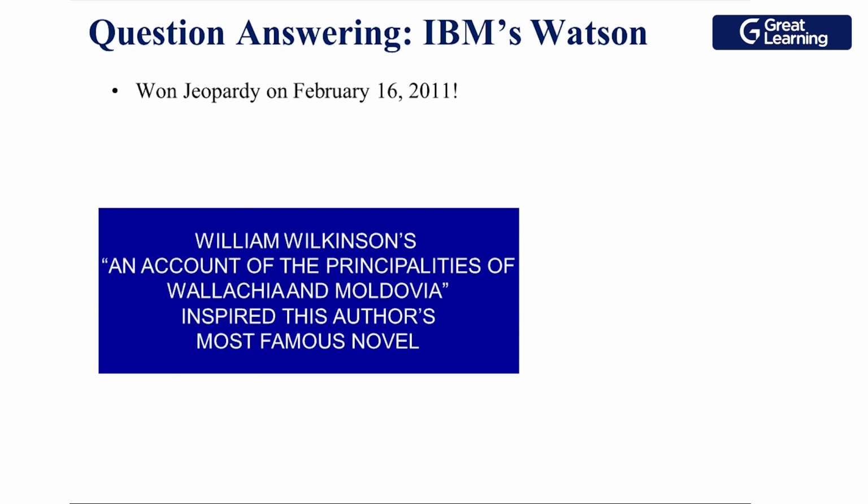So IBM Watson is the system which can take questions of this form. William Wilkinson's An Account of the Principalities of Wallachia and Moldavia inspired this author's most famous novel. So who is this author is the question. Of course, it's a quiz question, memory-based in that sense, and computers are very good at storing and memorizing things. It's just about figuring out a nice way of querying those memories or facts and then showing up the right answer. In this case, the right answer happens to be that guy.